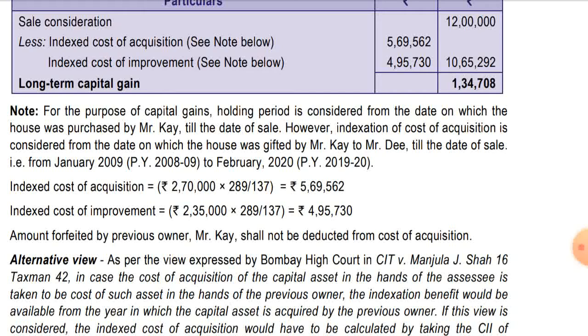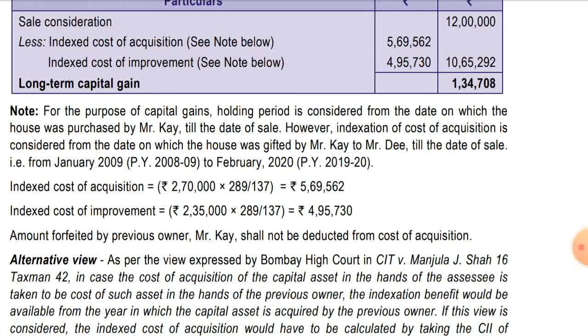So the amount forfeited by the previous owner, as we all know, whatever amount is forfeited by the previous owner is not to be considered and is not to be deducted from the cost of acquisition. Only the amount forfeited by the current owner is to be deducted from the cost of acquisition. So the amount forfeited by the previous owner, Mr. K, shall not be deducted from the cost of acquisition.